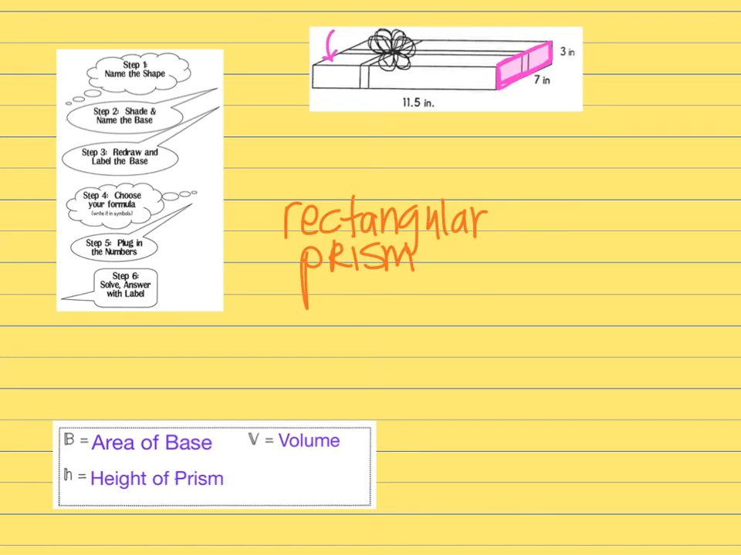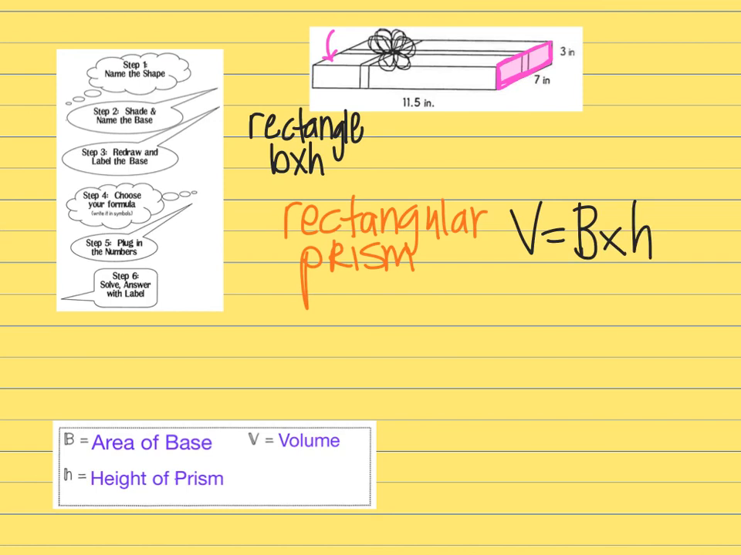Whoops, I'll change that back to regular pen. A rectangle base. And it's just base times height. The formula, no matter what, is capital B, H. B is area of the base, and for us, it's 7 and 3. I'm going to put that in parentheses. It's substituting for letter B.